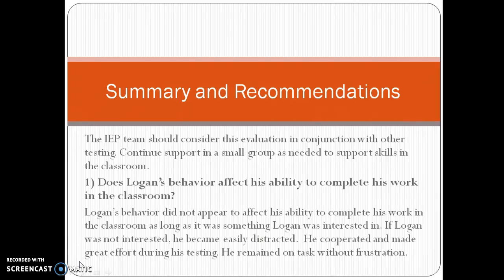Logan's behavior did not appear to affect his ability to complete his work in the classroom, as long as it was something Logan was interested in. If Logan was not interested, he became easily distracted. He cooperated and made a great effort during his testing. He remained on focus without frustration.